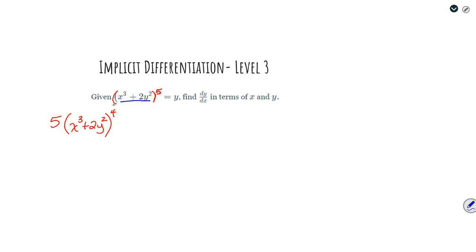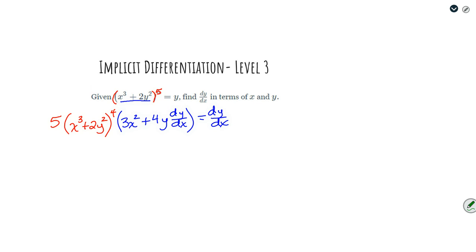Now I need to take the derivative of what is inside the parentheses, and that's going to get multiplied by all that other stuff. Okay, so derivative of x cubed is 3x squared, but I don't have to write the dx dx because that's 1, plus derivative of 2y squared is 4y dy dx equals derivative of y is 1 dy dx.